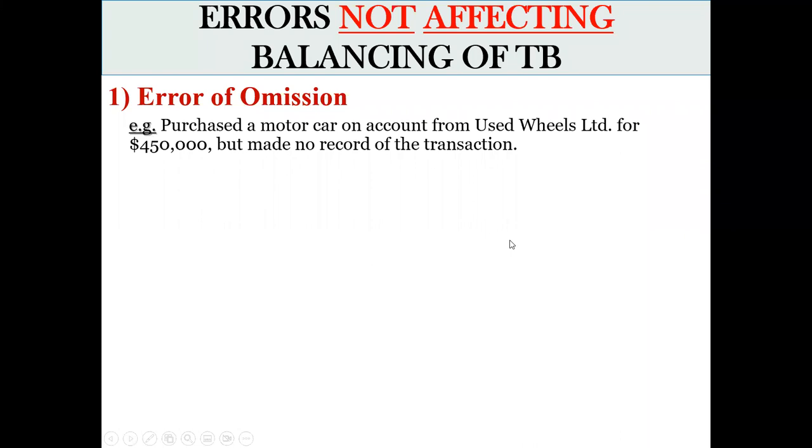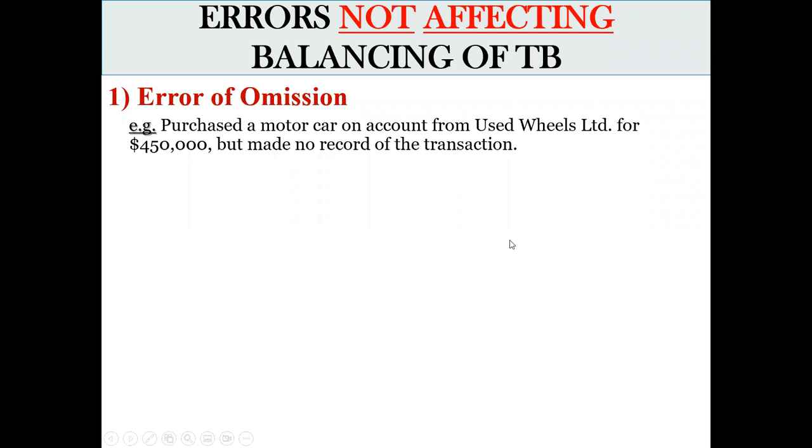So the first thing you have to say to yourself, all right, I now need to book this transaction. Let me look at it. Which account will be affected by this transaction? Non-current. The non-current account motor car, and we bought it from Used Wheels on account. So that means that we owe Used Wheels for it. So the accounts affected would be motor car and accounts payable, Used Wheels.